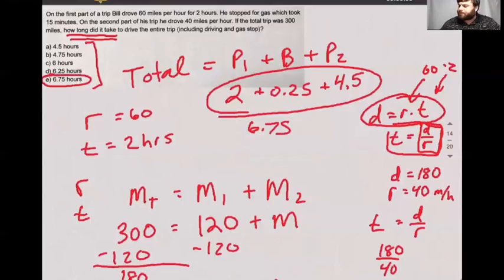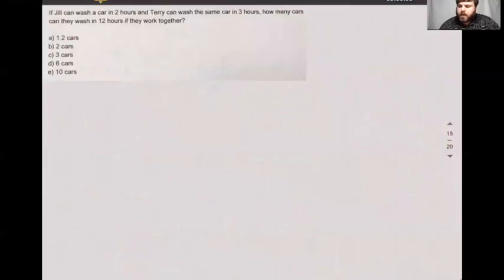Okay, tricky problem. If Jill can wash a car in 2 hours and Terry can wash the same car in 3 hours, how many cars can they wash in 12 hours if they work together? All right, so this is definitely a mixed rate problem. Now remember, they're doing something per hour, 1 car per hour. So we're saying 1 car per time unit, okay?